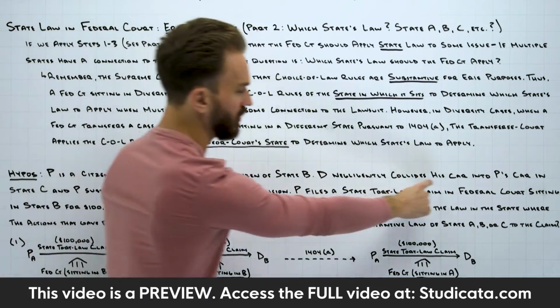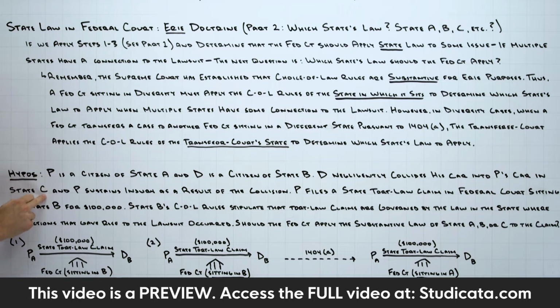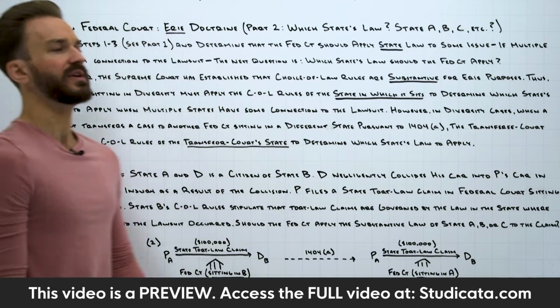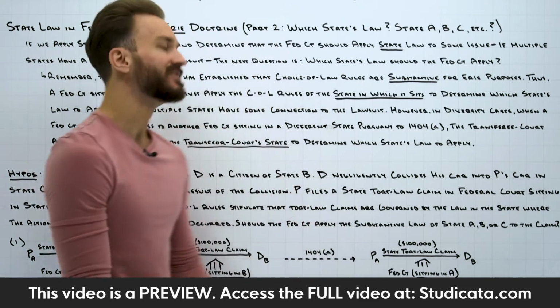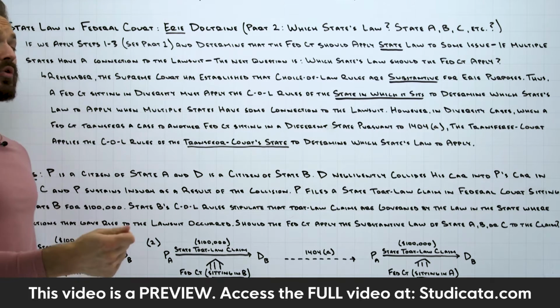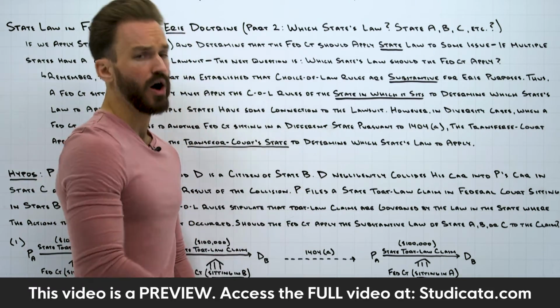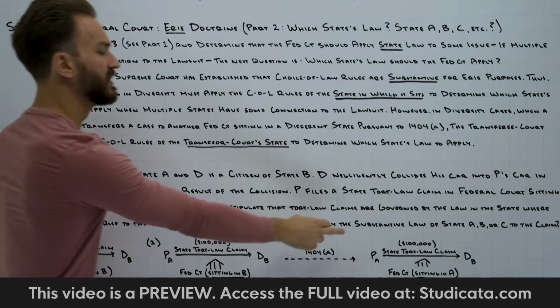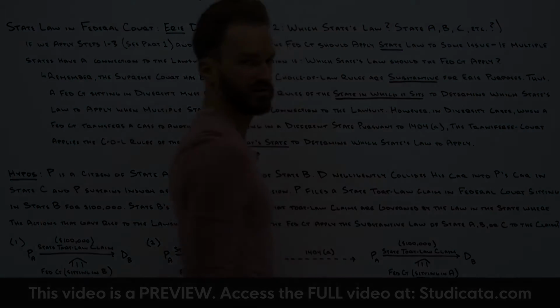Defendant negligently collides his car into plaintiff's car in the state of C. Okay, this is where the plaintiff sustains his injury. So the actions that give rise to the lawsuit occurred in state C. Okay, so basically our federal court sitting in state B, following the choice of law rules of state B, is going to apply the substantive laws of state C to the claim.